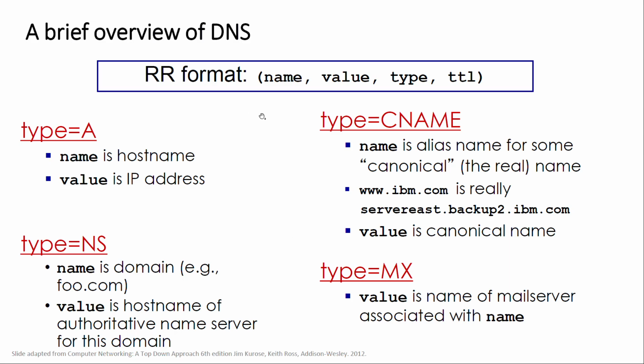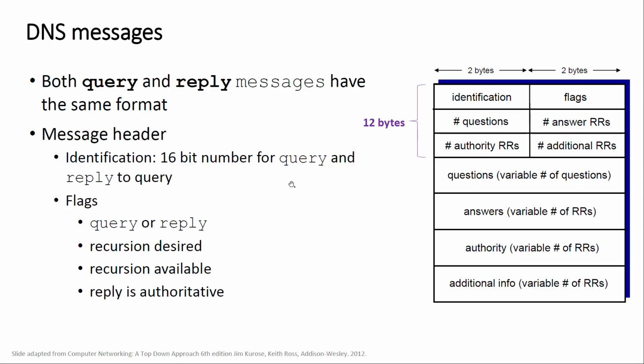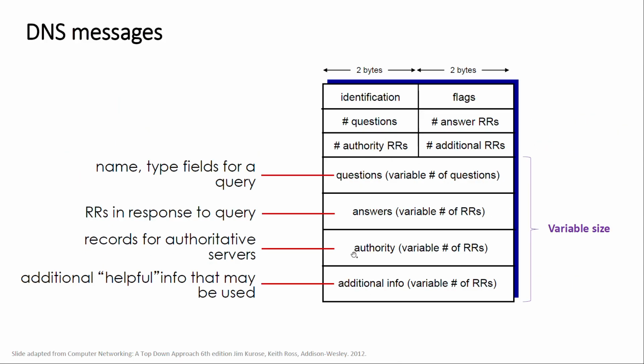So you create your DNS queries in this format. Of course, DNS messages have some format. Both query and reply messages use this format. Initially you have 12 bytes for identification, flags, number of questions, and so on. Then you have a variable length of other parts. In the first 12 bytes, you have identification, which is a 16-bit number for query and reply to query, and you have flags like this. So this is a fixed size, but the remaining part here is actually a variable size.